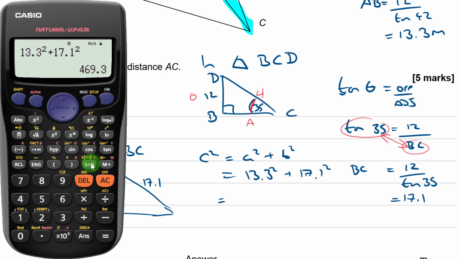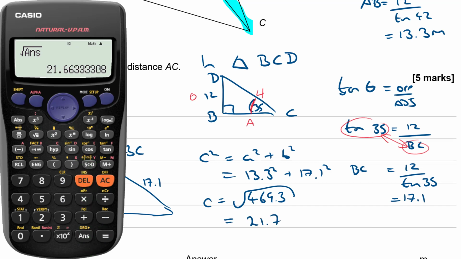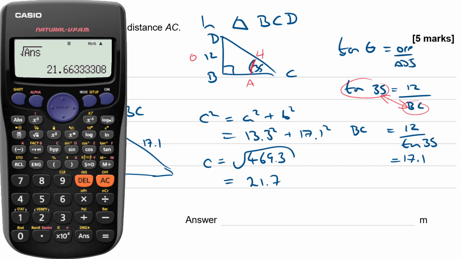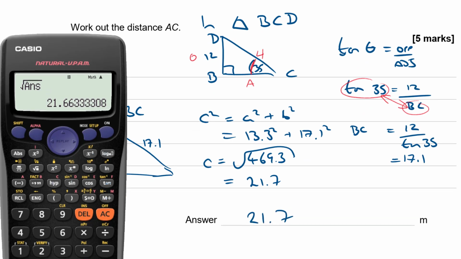That's 469.3. So then we want to square root that. And make that 21.7. So my side C then is 21.7 meters.